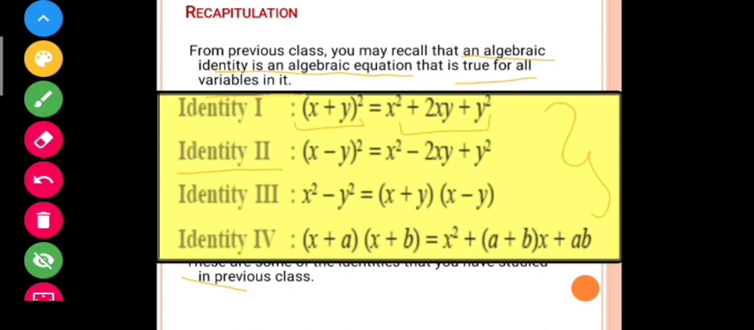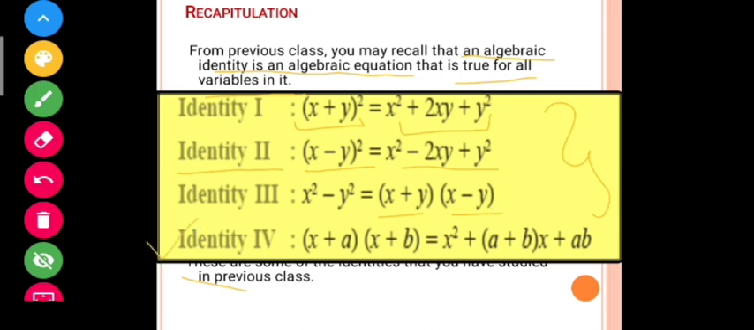So class, it is very simple: an algebraic identity is an equation in which if you take any value of the variable, you will always get the left hand side equal to the right hand side. In the third identity, what is it? It is x square minus y square. It means the square of the first variable minus the square of the second variable will always be equal to the product of x plus y and x minus y, right?